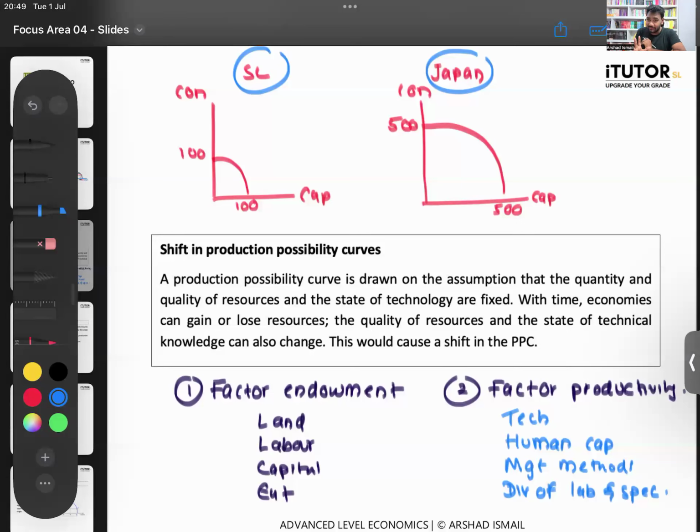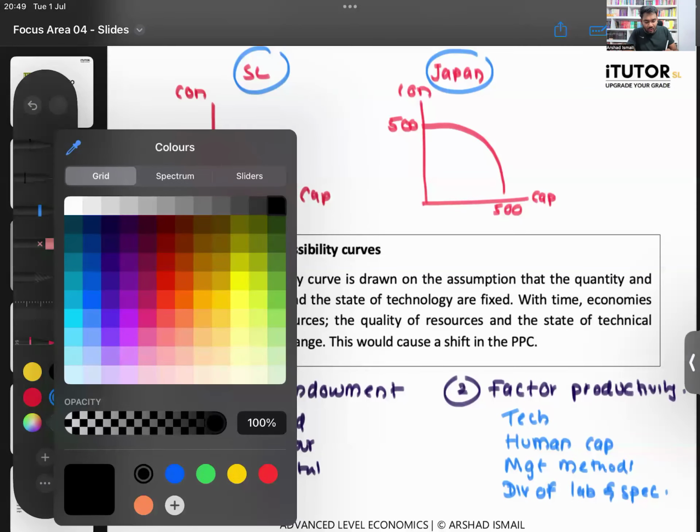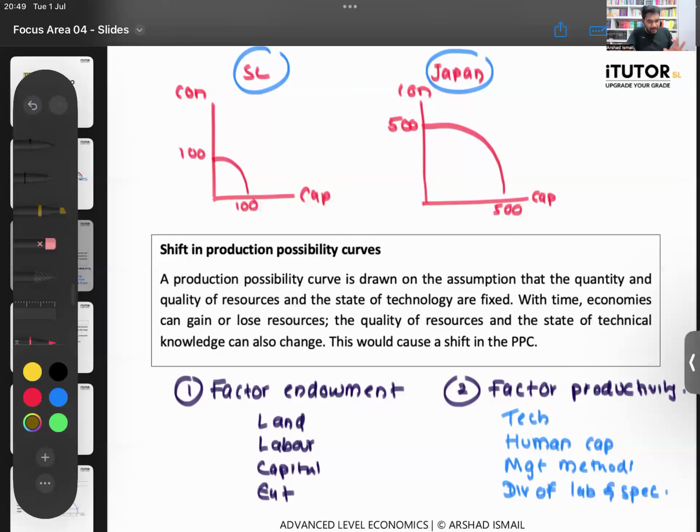Okay, that's the determinants. Now, why are these determinants very important? When you get practical questions in your exam, remember, that's what I'm making a note of here. Some of you come and ask me, sir, how do I figure out whether it is a point movement or the curve shifting? Should I shift the PPC, or should I move a point here and there? Always remember, if any of these determinants change, your factor endowment or your factor productivity, then your PPC will shift. For any other reason, the PPC won't shift.